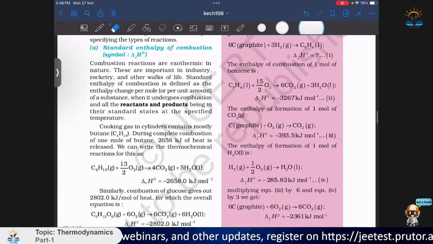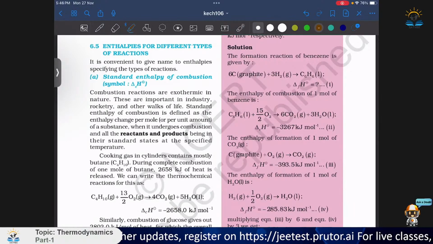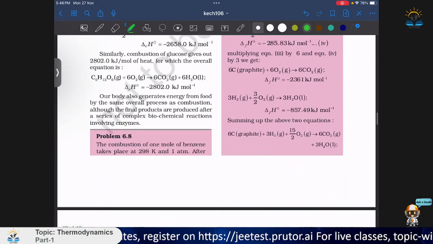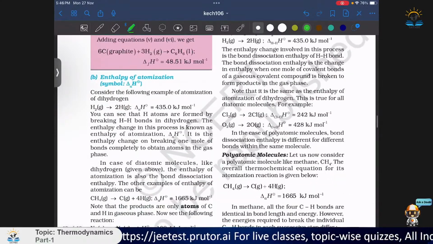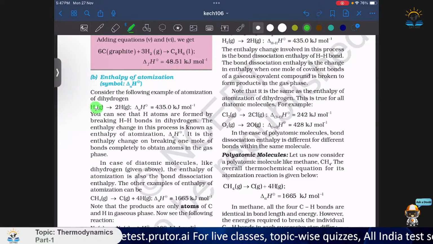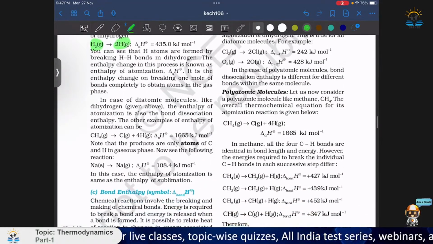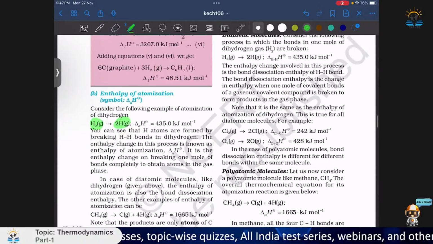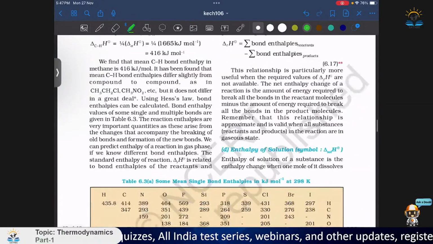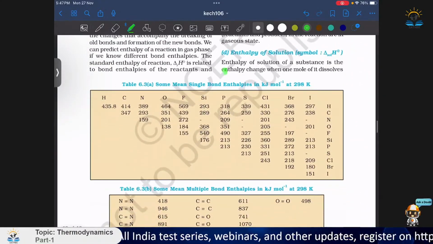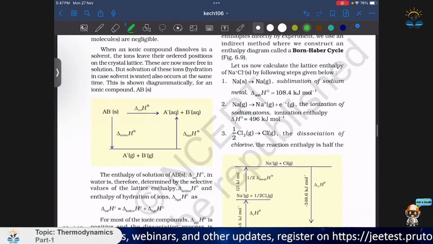Now we have already seen that just as there is an enthalpy of formation, there is an enthalpy of combustion, which is defined as when a thing is burnt in complete oxygen. Enthalpy of atomization is the process of converting a substance into its constituent atoms in the gaseous state. Then bond enthalpy is the energy released when a bond is dissociated. Enthalpy of solution is the enthalpy change when 1 mole of a substance is dissolved in a specific solvent. All these are really easy to understand.